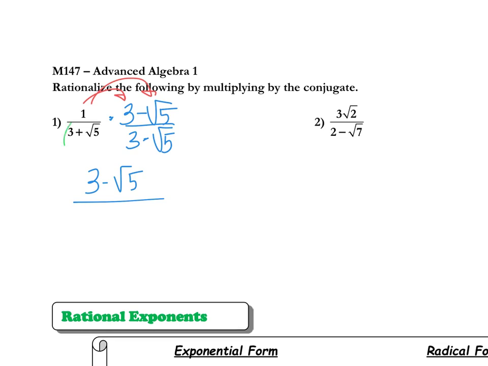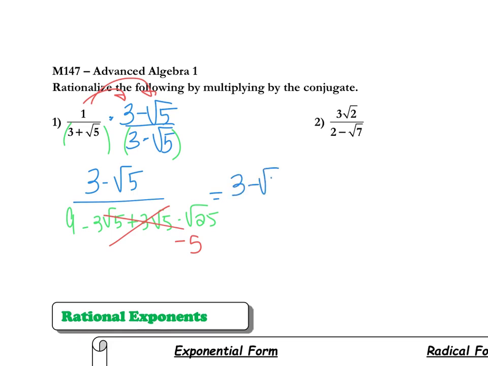And then in the denominator, like I said, if you're not sure about what we just did, then FOIL it out. So 9 minus 3 root 5 plus 3 root 5 minus root 25. So these cancel out, which they should, and then this is just going to be minus 5. So notice that all the radicals go away. If you just would have multiplied by the radical, that wouldn't have happened, so you made a mistake somewhere. So 3 minus root 5 over 9 minus 5, which is 4. See if you can complete the heart, which you can't. So you're done with the problem.